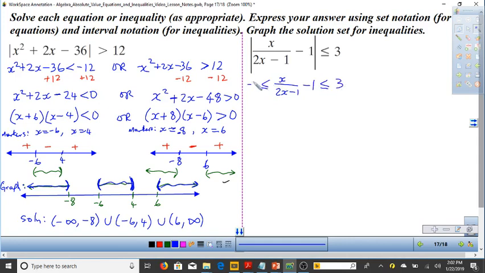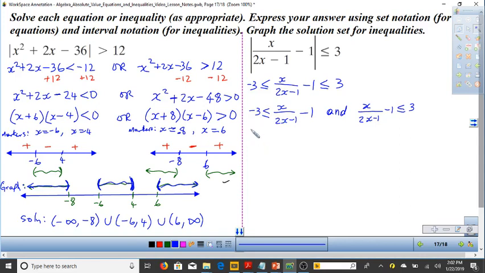Now, this one is going to involve quite a bit of thinking. So what we're going to first do is split this up into two things. We're saying that -3 has to be to the right of x over 2x minus 1, and it must at the same time be to the left of 3. So we do not cross multiply when we're solving absolute value inequalities, or when we're solving rational inequalities.